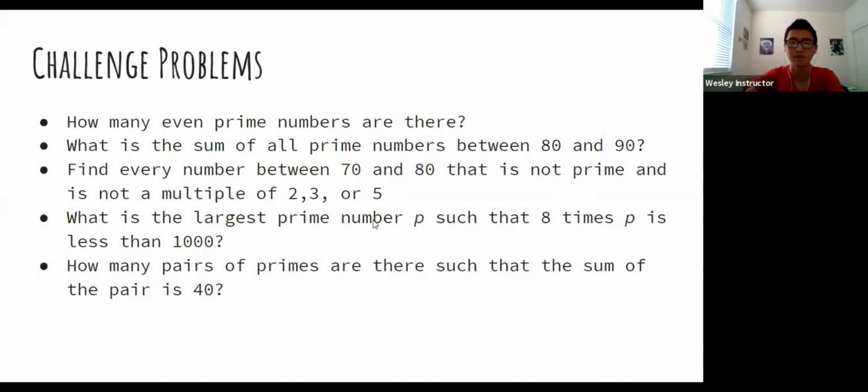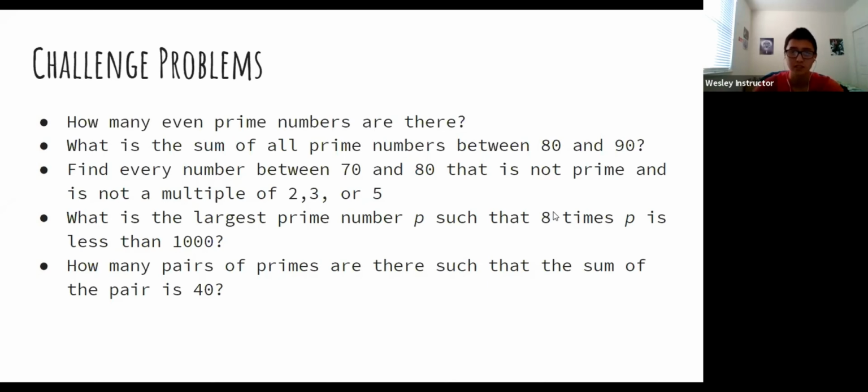What is the largest prime number p such that 8 times p is less than 1000? So we can divide 1000 by 8, and we will see that the answer is 125. So that means all the possible answers will be less than 125. So all we got to do is test the numbers that are less than 125. But we can get rid of all the even numbers because they're all multiples of 2. So then we test 123, 121, and so on. When we do these tests, we find that the answer is actually 113.